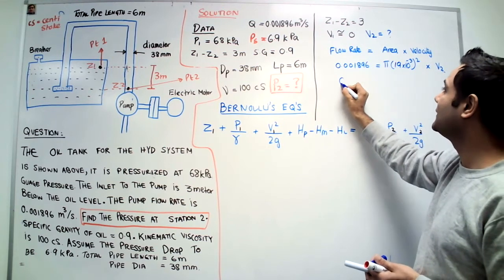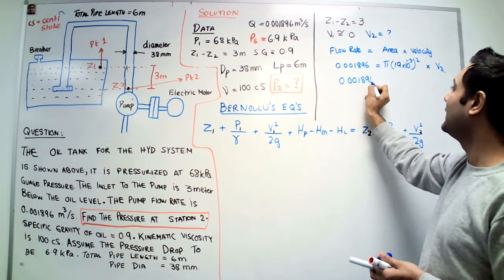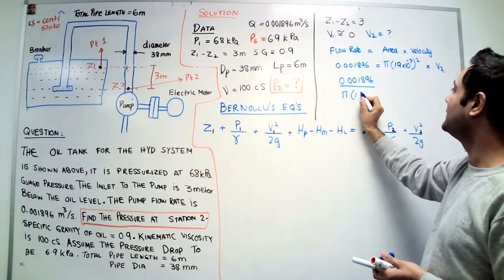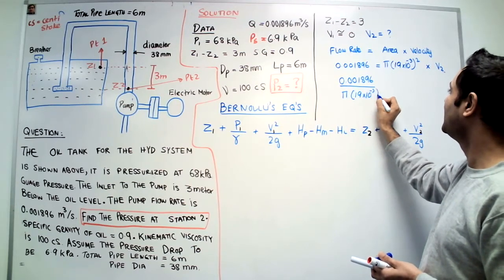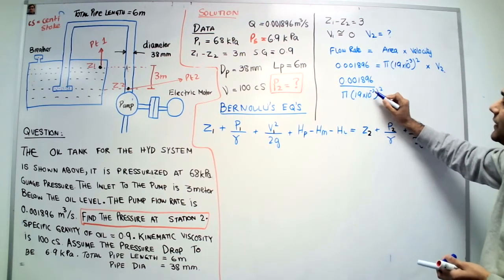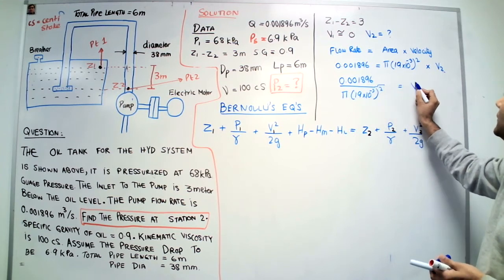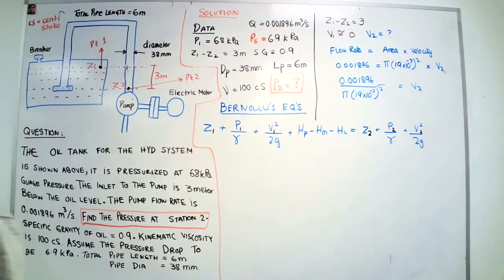So I can divide: 0.001896 divided by pi times 19 times 10 to the minus 3. Make sure when you put that in, the minus 3 is there, and there should be a bracket here. Otherwise, you will get an incorrect answer. That will give you the velocity 2. So let's find the velocity 2 first. Anyone got a value for the velocity 2?